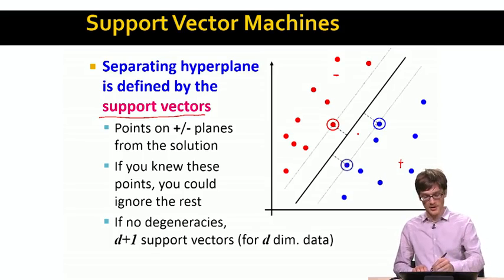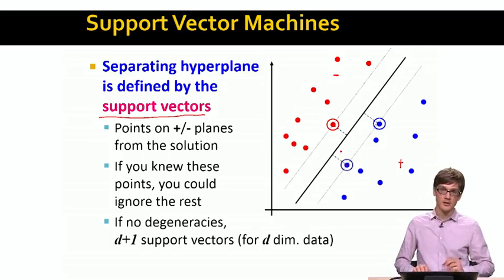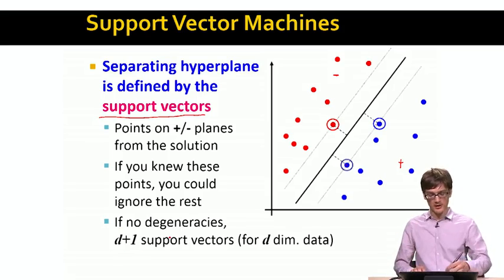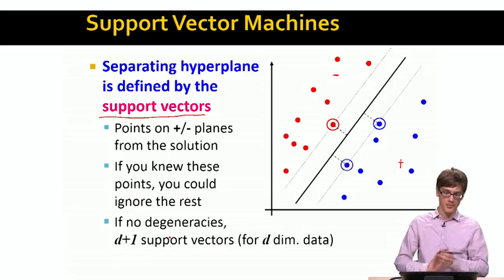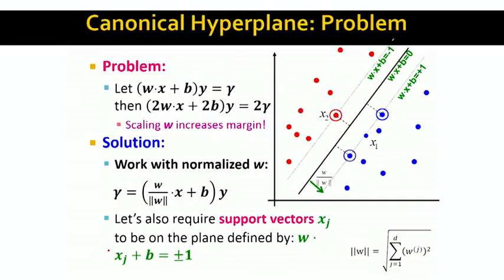So now the question is, how do we find the support vectors and how do we find the line? Generally, if our data is not degenerate, then if we are in d-dimensional space, we need d+1 support vectors to define such a line. We have already talked about how gamma corresponds to the margin, the distance of the point from the hyperplane. Here is a problem.